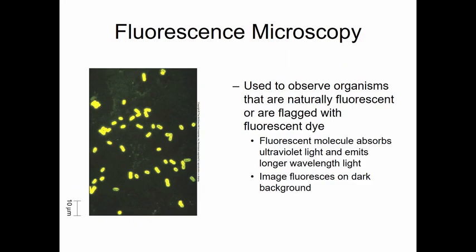Here's a look at fluorescence microscopy. So it's tagging it with a fluorescent dye and then hitting it with specific UV wavelength light. And you can see they light up. It's easy to tell where the cells are because they're basically fluorescing on your screen.